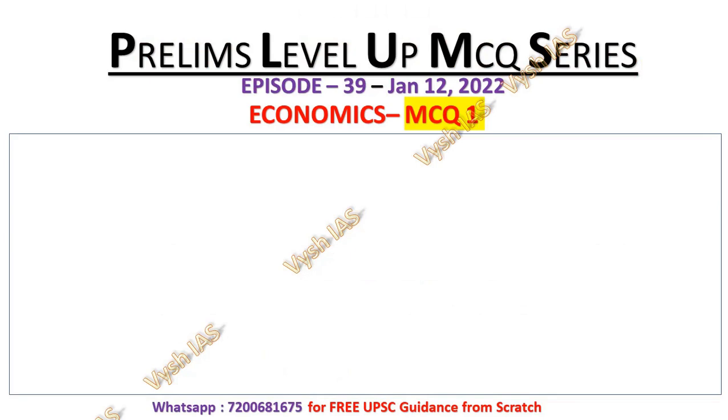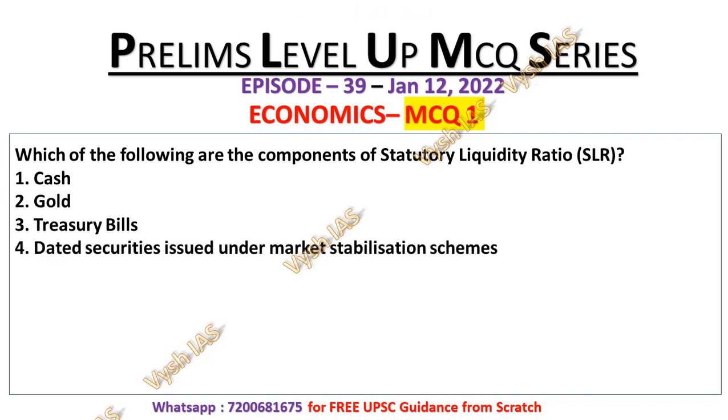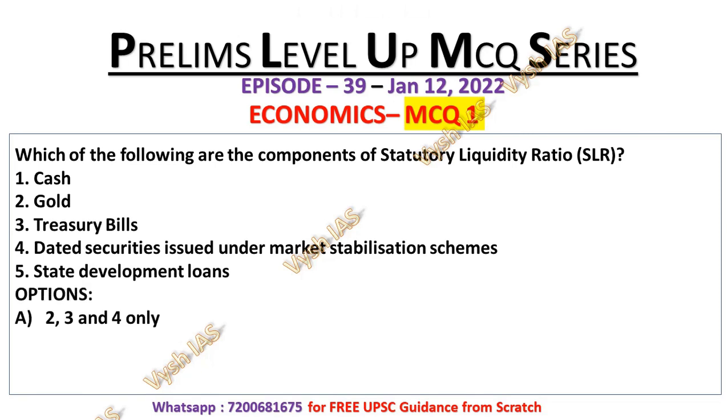Today's MCQ number 1: which of the following are the components of statutory liquidity ratio? 1. Cash, 2. Gold, 3. Treasury bills, 4. Dated security issued under market stabilization scheme, 5. State development loans. So the options are: 2, 3 and 4 only; 3 and 4 only; 1, 2 and 5 only; 1, 2, 3, 4 and 5 only, which means all of the above. So try to answer this question and write it in the comment section. I will give you 10 seconds.